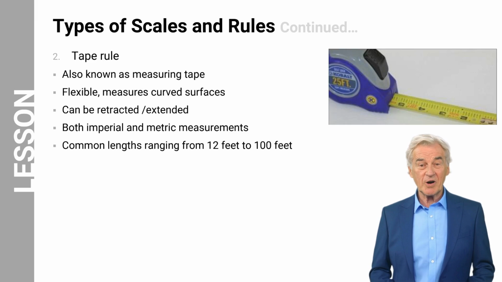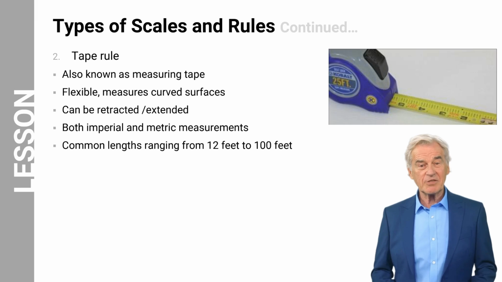The tape rule, also known as a measuring tape, is a flexible tool that allows for measuring longer distances and curved surfaces, making it versatile for both construction and machining applications. Unlike rigid rulers, tape rules can be retracted and extended as needed, typically featuring both imperial (inches) and metric measurements, with common lengths ranging from 12 feet to 100 feet.